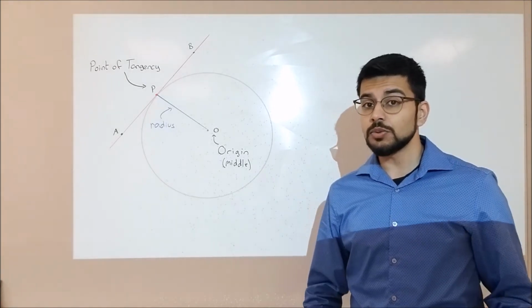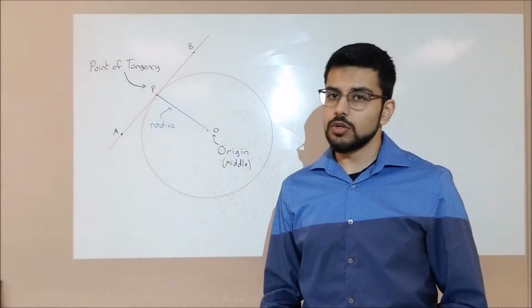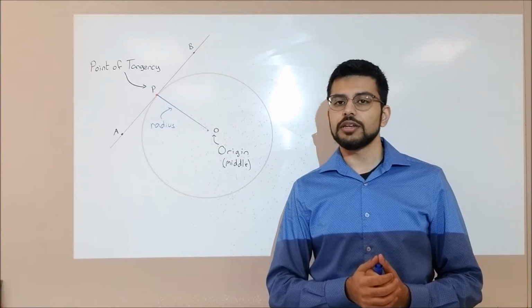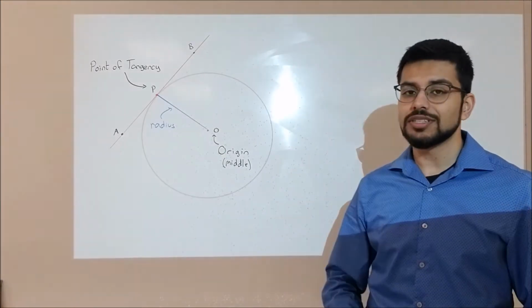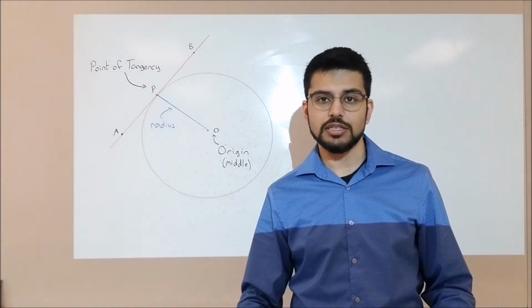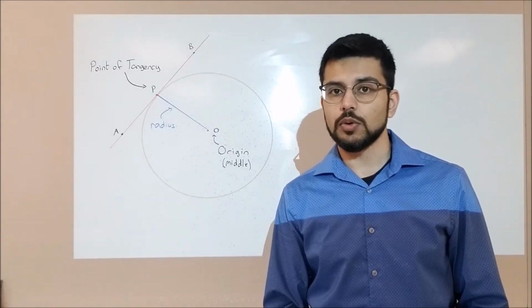Do I have to tell you that you have a radius in a problem? No. You need to start recognizing that when you have a line that goes from the origin to any point on the outside of the circle, you have a radius. That's going to help you solve problems a little bit later on.